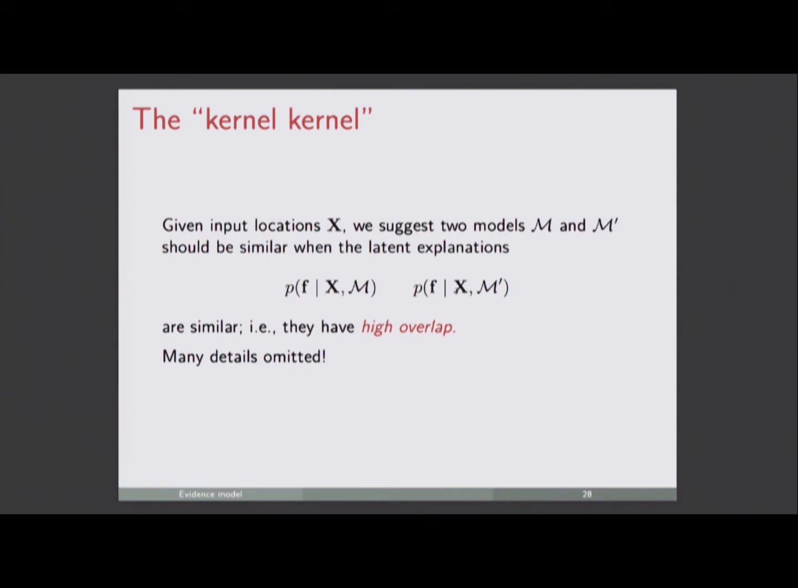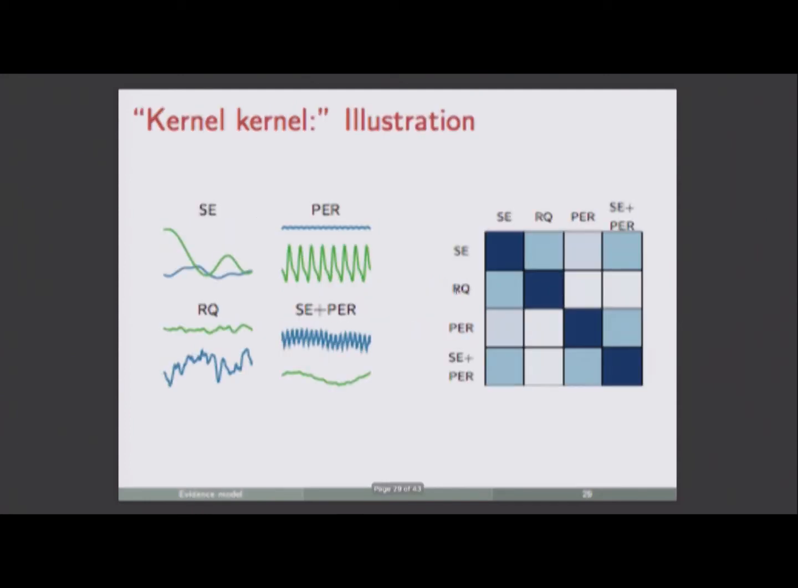Whereas if the two models have very independent explanations for the data, then maybe the model evidence will no longer be correlated. I'm obviously skipping over quite a lot of details for how we're going to estimate this overlap, but we can turn this into a kernel. Just to show you in pictures, this is a cartoon illustration of this kernel. We've got 4 kernels on the left here. 2 incorporate some periodic information, and 2 don't have that periodic structure. Then if you evaluate our kernel, you get this nice block diagonal structure like you might expect.